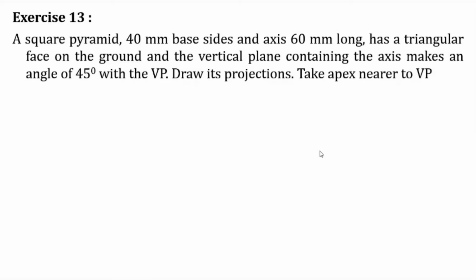In this case, it is a square pyramid, and the dimensions are given, that is 40 millimeter base side and axis 60 millimeter, and it has a triangular face on the ground. It has 4 triangular faces, and one of the triangular faces is on the ground, that is on HP. On the ground means on HP.